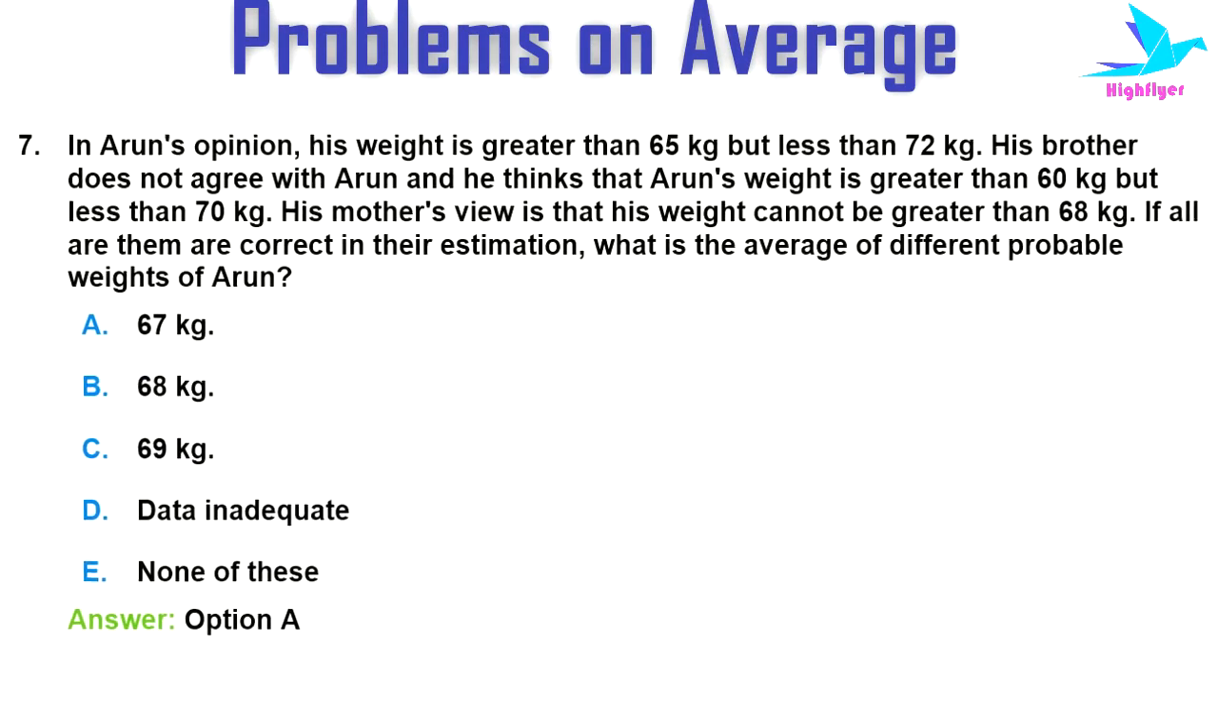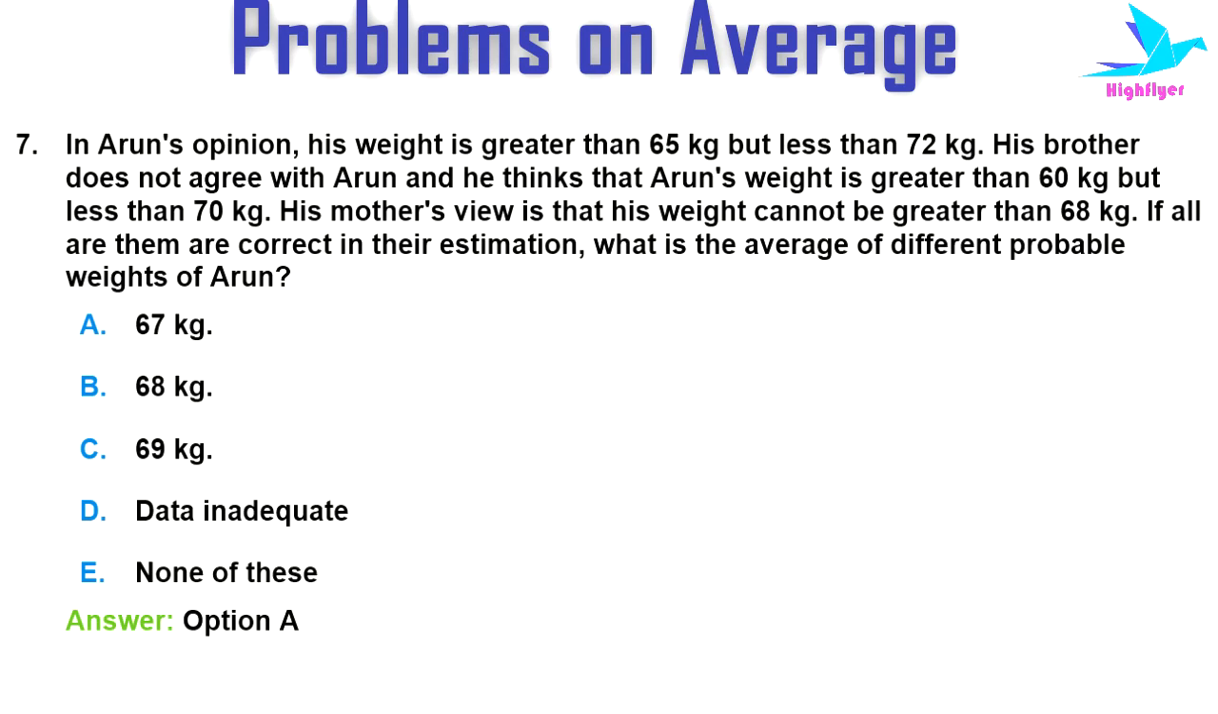Next question. In Arun's opinion, his weight is greater than 65 kg but less than 72 kg. His brother does not agree with Arun and he thinks that Arun's weight is greater than 60 kg but less than 70 kg. His mother's view is that his weight cannot be greater than 68 kg. Now if everyone's opinion is correct in their estimation, what is the average of different probable weights of Arun? The options are 68 kg, 67 kg, 69 kg, data inadequate, or none of these. The right option is option A, 67 kg.